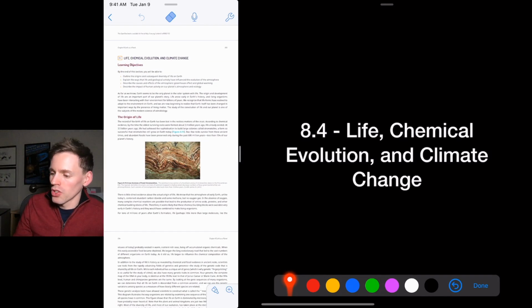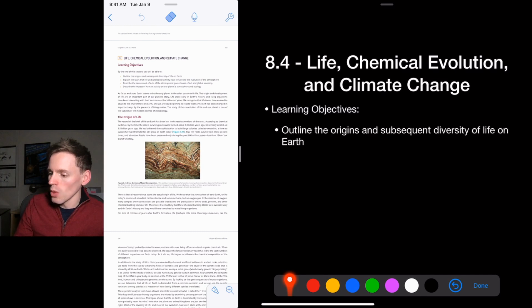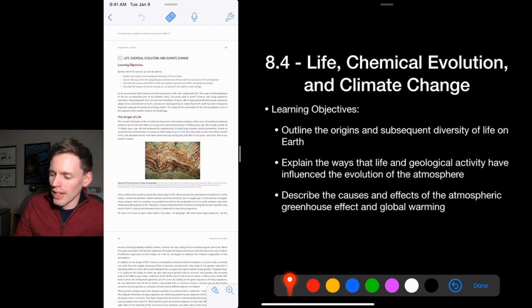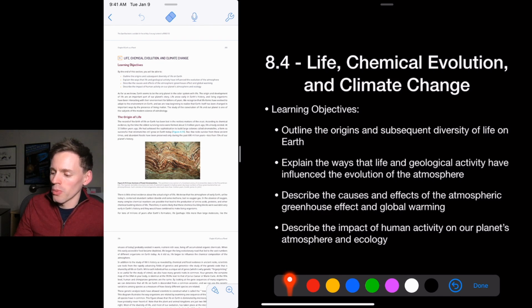Life, chemical evolution, and climate change. We want to understand the origins and diversity of life on Earth, explain the ways that life and geological activity have influenced the evolution of the atmosphere, describe the causes and effects of the greenhouse effect and then global warming, and then describe the impact of human activity on our planet's atmosphere and ecology.